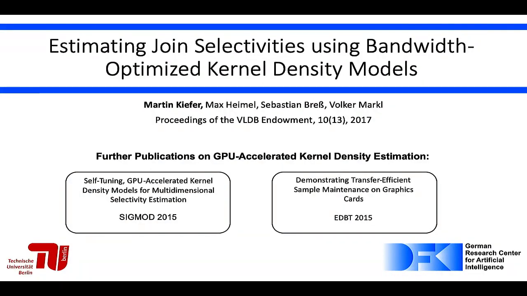Two further papers I want to mention besides the one I already did. This is actually a line of work. We started first with the base table KDE models, then we extended them to joins, and there are two prior publications where experiments, code, and data are also online. That is self-tuning GPU-accelerated kernel density estimator models, from SIGMOD 2015. And there was also a demo at EDBT where we were discussing how to maintain these samples under changing data. And now I'm happy to answer questions.